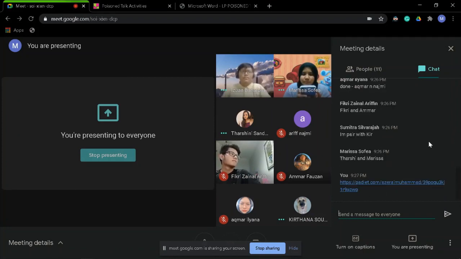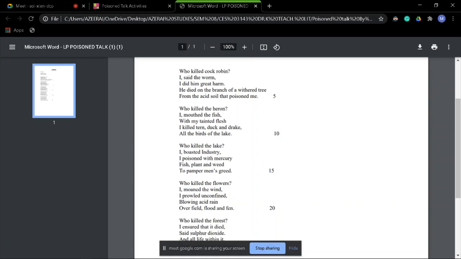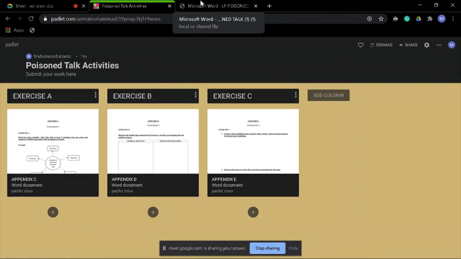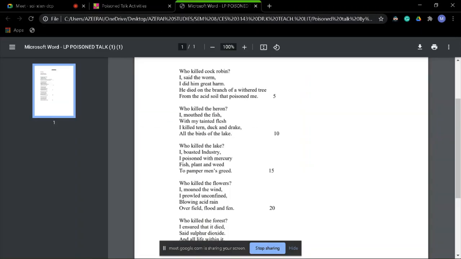So for this activity, each pair needs to read the poem Poison Talk and find at least 5 meanings that you both have found and understand from the poem. Then with these 5 meanings, you construct a bubble map, which I have already attached at exercise A, and which consists of the meanings that you have found. Understood, everyone? Then you just need to upload it here. You have 10 minutes. We have to download the worksheet, right, sir? Yes. Then we do and post back.